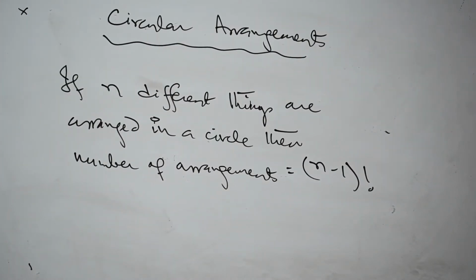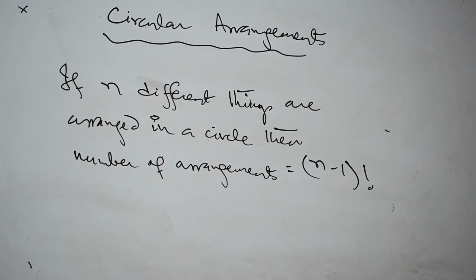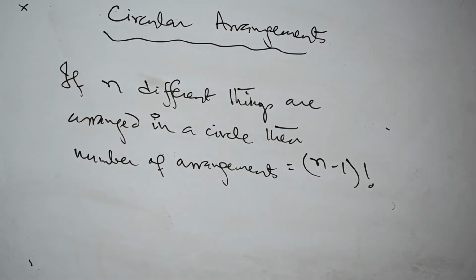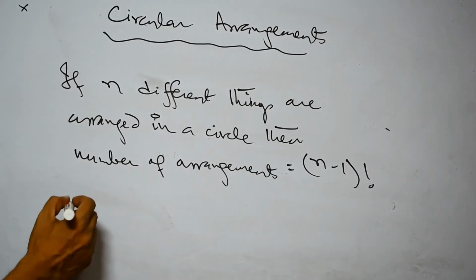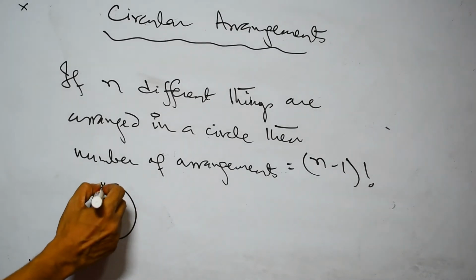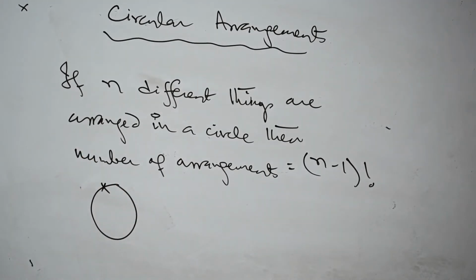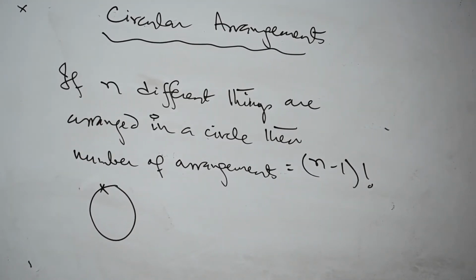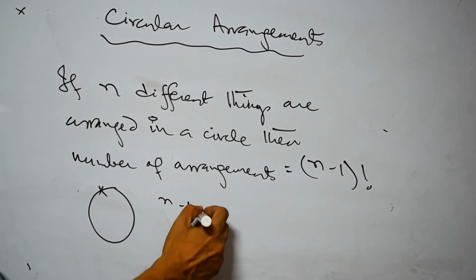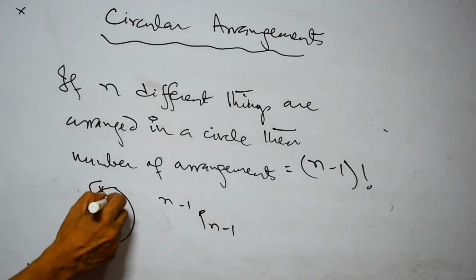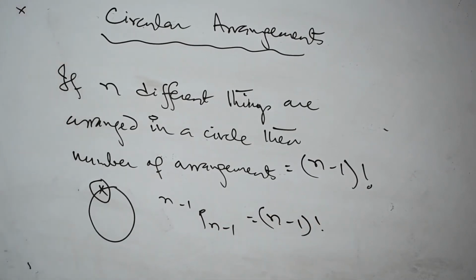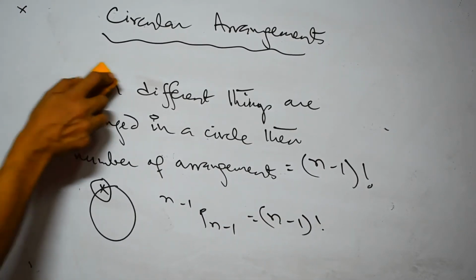Now we are going to discuss circular arrangements. If n different things are arranged in a circle, that is a round manner, the number of arrangements will be n minus 1 factorial. This is because if you are arranging n objects in a circle, one object should be fixed, otherwise we cannot arrange the rest of the objects. So we take one less, that is n minus 1 objects to be arranged in n minus 1 places. One place is fixed with one object and the result will be n minus 1 factorial. That is the idea of circular arrangement.